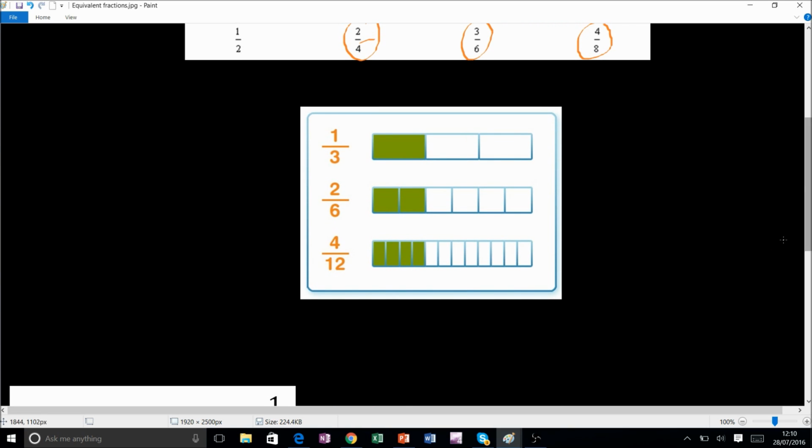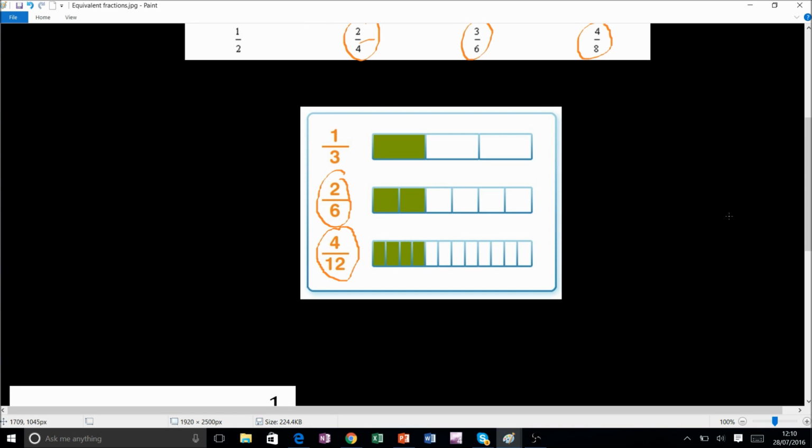They're the same value, but they are represented with different denominators and numerators. If you simplify them, they would all simplify to the same thing. Here again we've got 1/3, 2/6, and 4/12. You can see by looking at the diagram that they all represent 1/3. If you simplify 4/12 or 2/6, it will simplify back to 1/3.